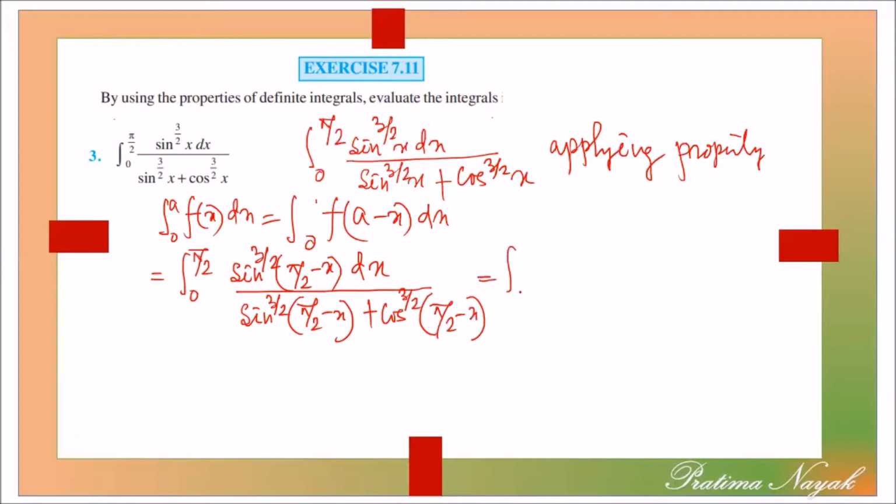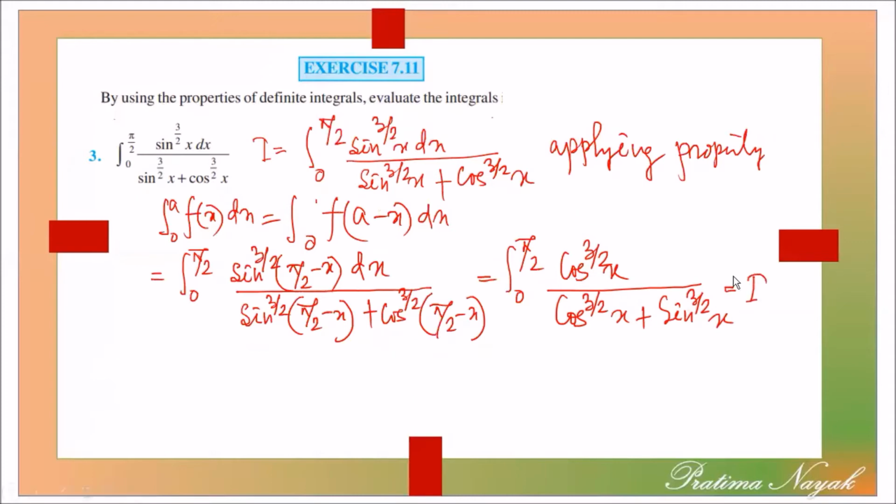Then this will be 0 to pi by 2 cos to the power 3 by 2 x upon cos to the power 3 by 2 x plus sine to the power 3 by 2 x. So now you write, this was I, here it is I. So adding them, I'll get twice I is equal to, same numerator, adding them because the denominator is the same for both, only the order is different.